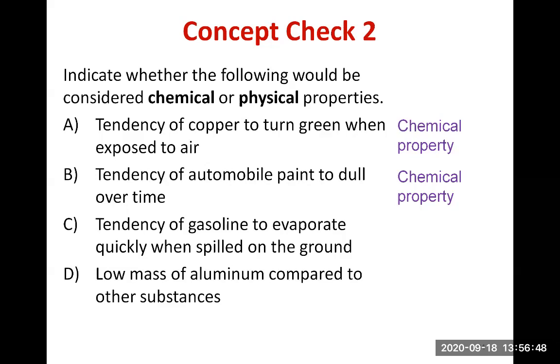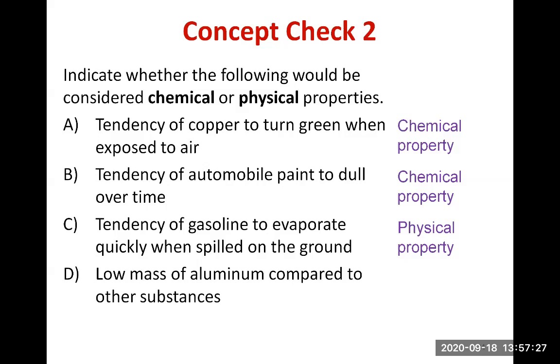Tendency of gasoline to evaporate quickly when spilled on the ground. So when gasoline evaporates, it's still gasoline, but from a liquid it went into a vapor. And so that's a physical property, right? If you would be able to decrease the temperature around, you may be able to condense gasoline into liquid again. But before and after the evaporation, it's still the same molecule. So that's a physical property.